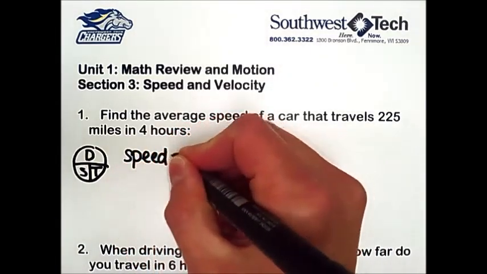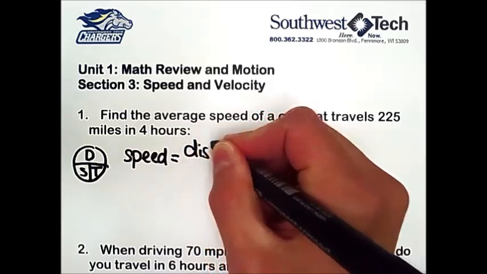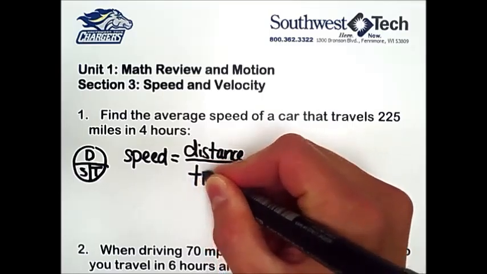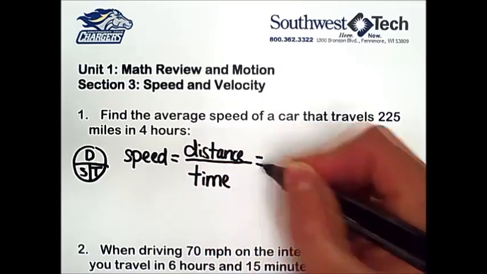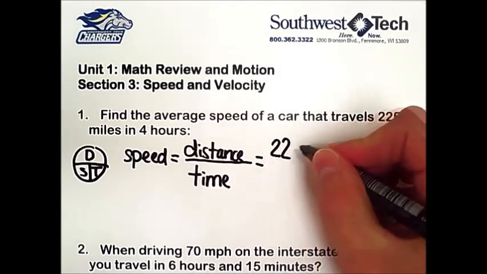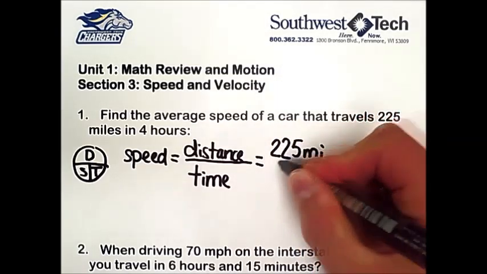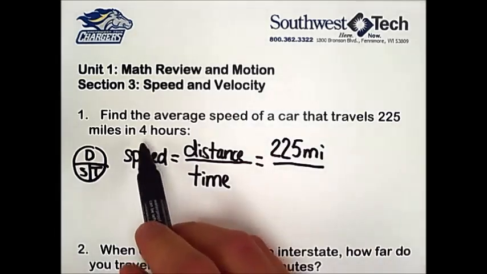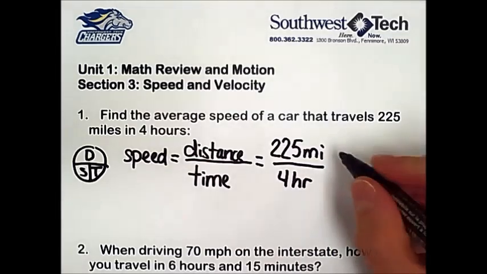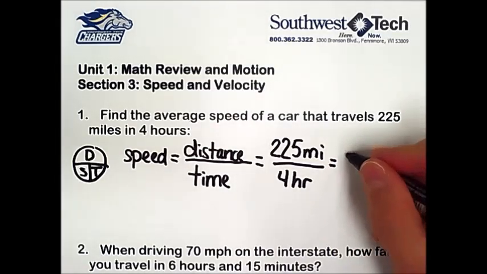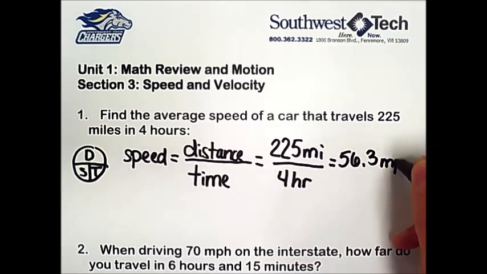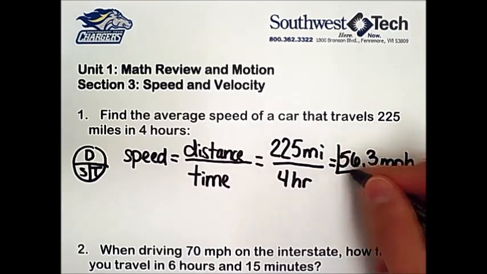So our speed is equal to the distance divided by time. In this problem, the distance is 225 miles. The time that we're traveling is 4 hours. So when we take 225 miles and divide by 4 hours, we end up with about 56.3 miles per hour.